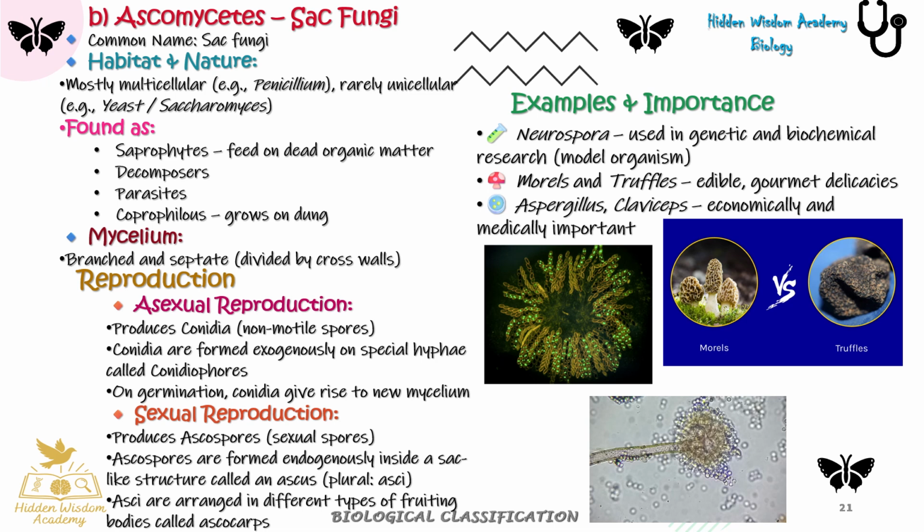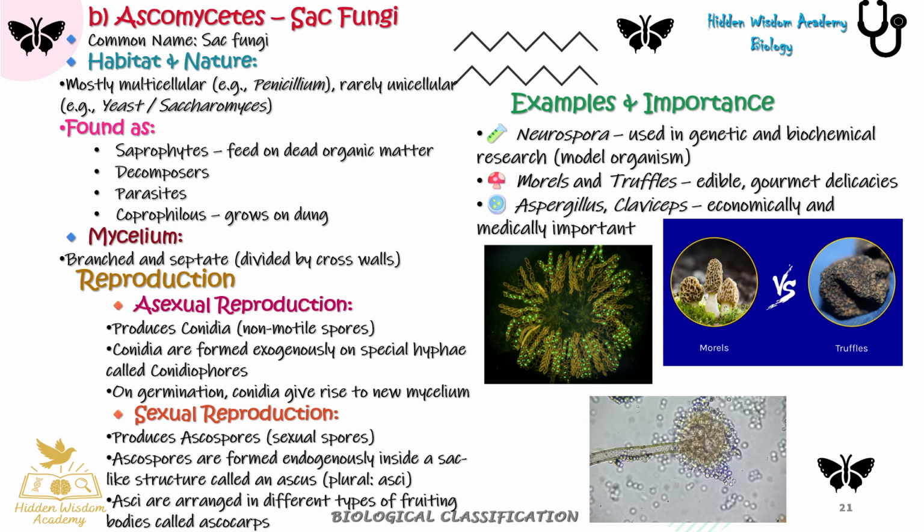Reproduction in Ascomycetes. Asexual reproduction produces conidia, non-motile spores. Conidia are formed exogenously on special hyphae called conidiophores. On germination, conidia give rise to new mycelium. Sexual reproduction produces ascospores, sexual spores. Ascospores are formed endogenously inside a sac-like structure called an ascus, plural asci. Asci are arranged in different types of fruiting bodies called ascocarps.